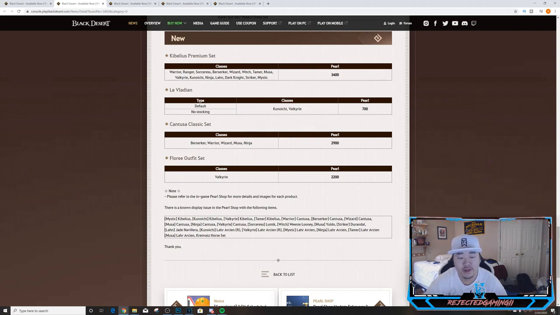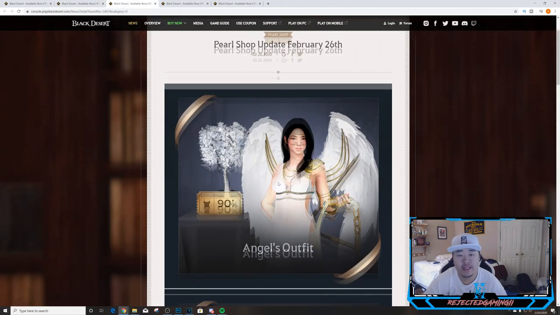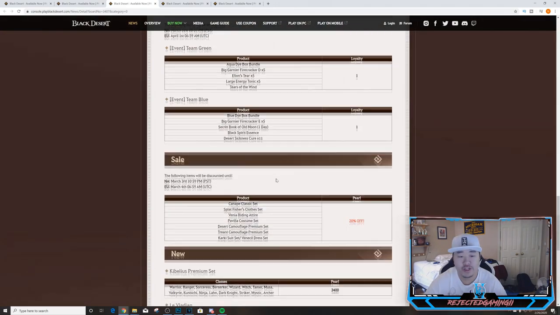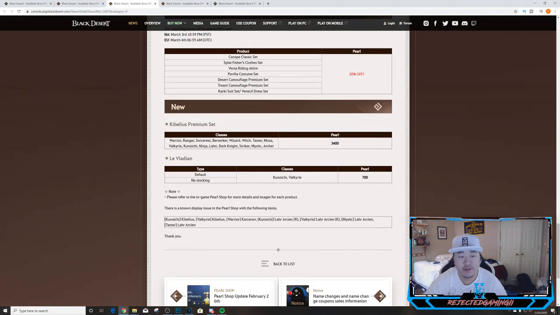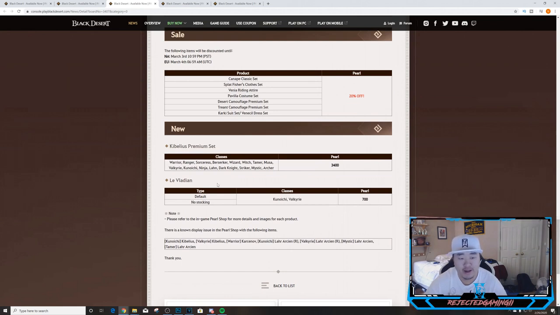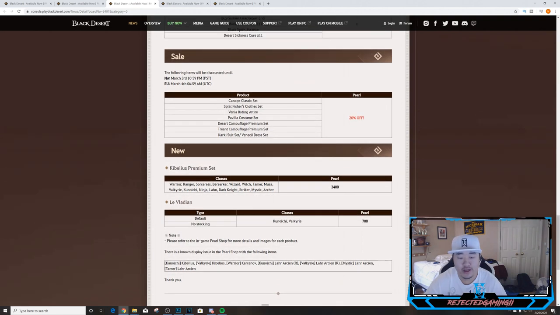So there are known issues in the Pearl Shop on the following items. You can read all of those there. They're just different costumes. I don't know why they don't list the certain issues that they have, but that's where you can find those. And then this is the Pearl Shop update for the PlayStation. Pretty much all the same, except the new thing they got was the Kibelius Premium Set, Lavladian, and they have a few issues with the ones on there. So not much new on PlayStation. PlayStation didn't get anything new that Xbox didn't have that was considered new. A lot of the time they're adding new stuff to PlayStation that we've had on Xbox before, but none of that this week.